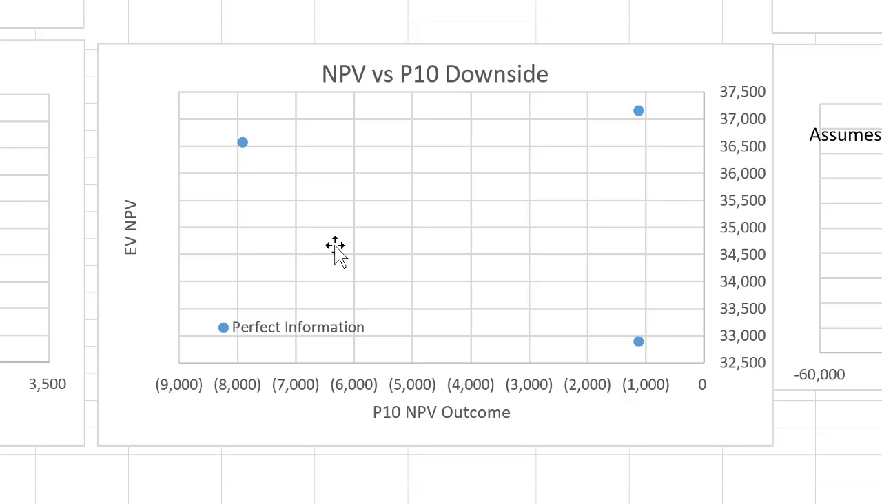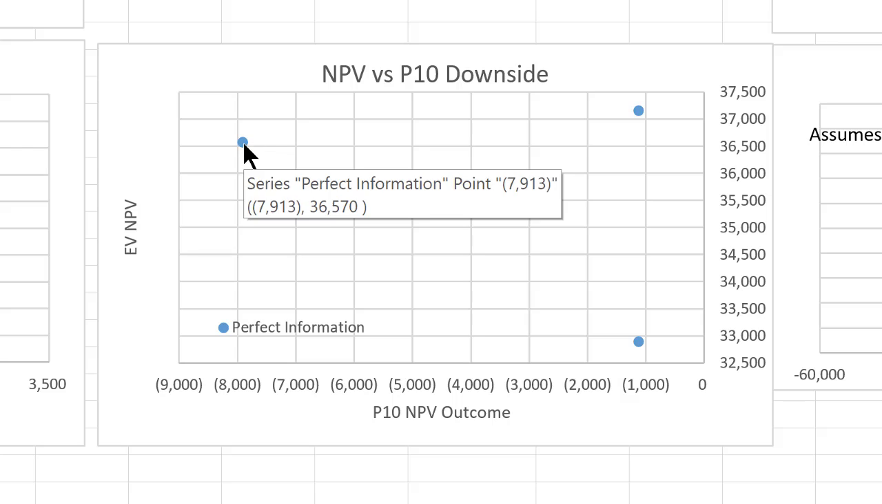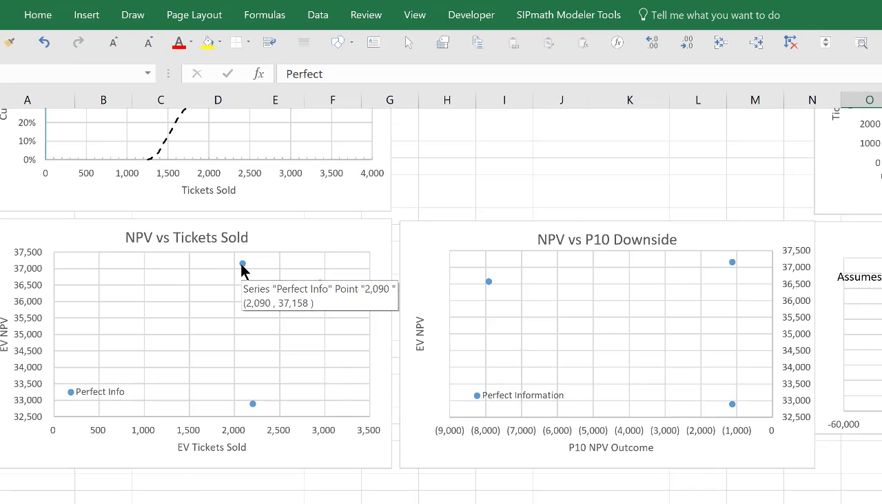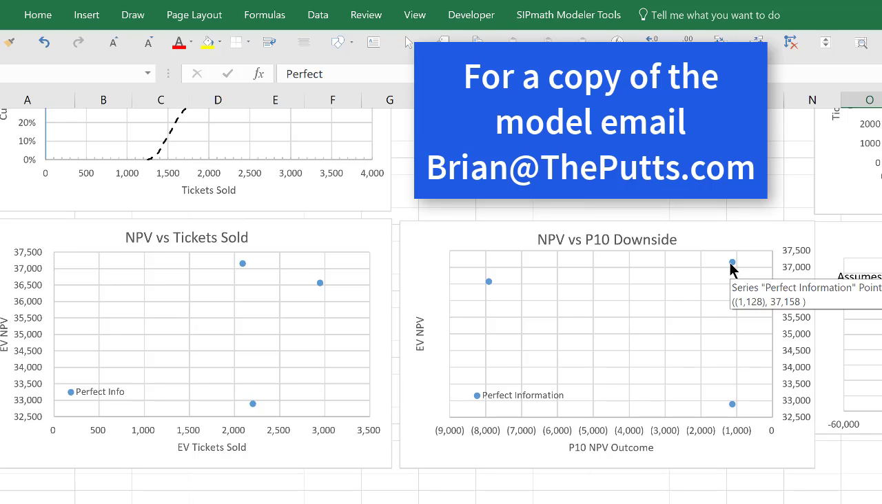If I did that, then the outcome could possibly be a very poor negative outcome. I could have a P10 outcome here of a negative $8,000. Whereas if I go with this higher expected value, but the lower tickets, I now have a P10 of only minus 1,000. So I wanted to point out this part of the analysis as well. And so in the next section, we'll go on to looking at imperfect information.